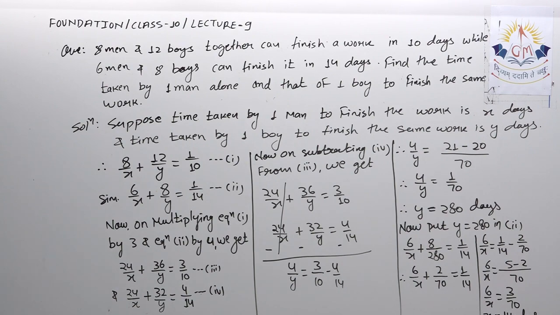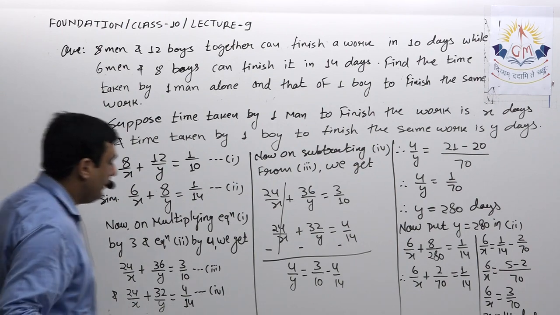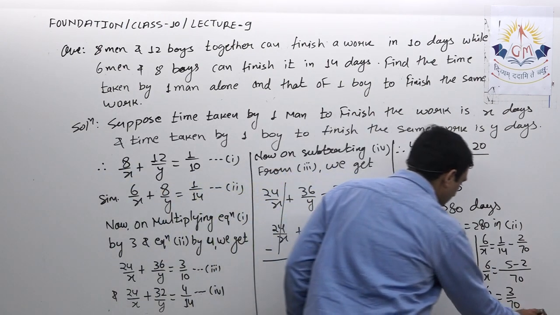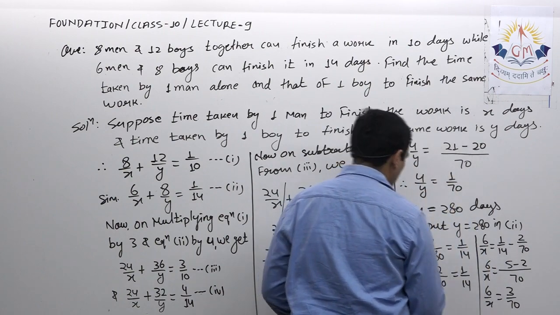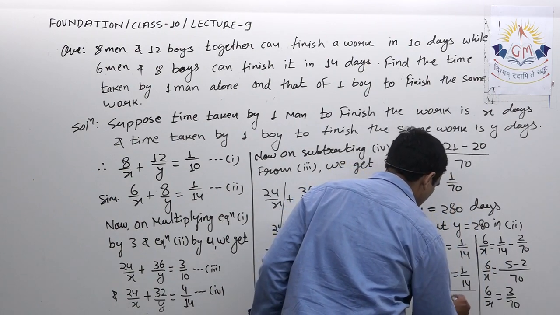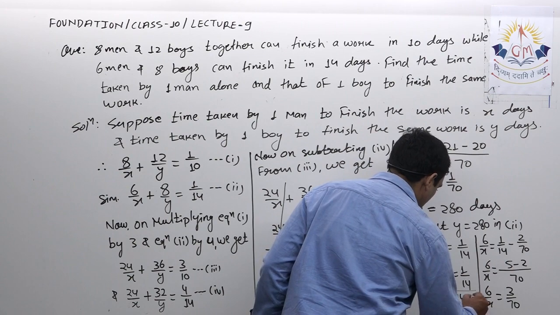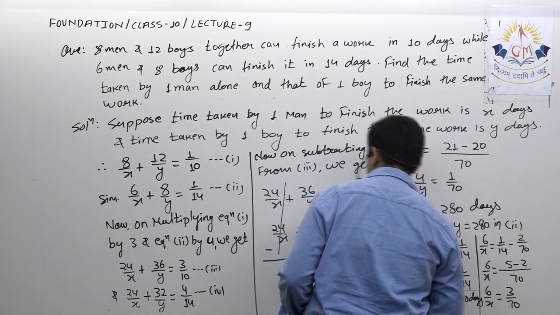Okay, now we'll see the next question. See here, after solving this you will get x equal to 140. So I'm writing that over here, x is equal to 140 days.